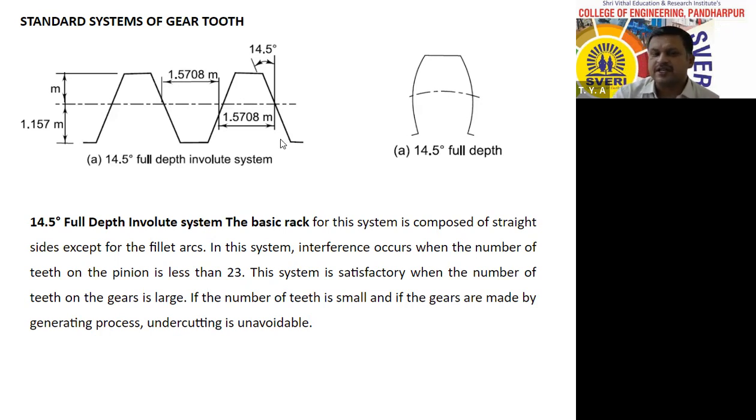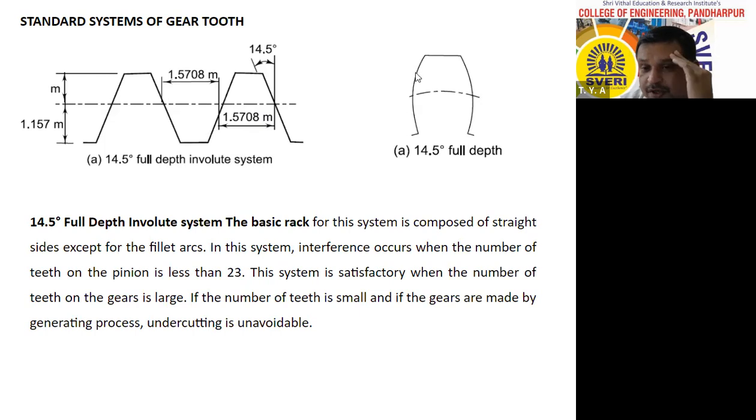And how to identify this 14.5 degree? Because these teeth are making an angle of 14.5 degree with respect to the vertical. With respect to the vertical, that's why it is known as the 14.5 degree full depth involute system. Now, this is the gear tooth manufactured by this 14.5 degree rack cutter.